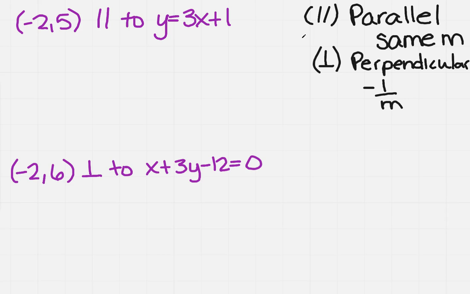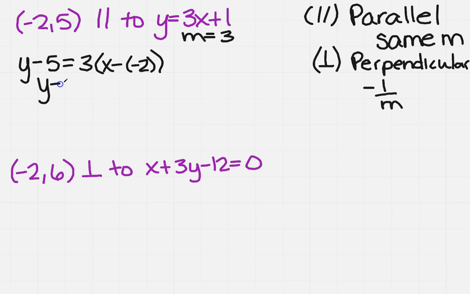I want to find something that's parallel to y equals 3x plus 1, and I have a point. So if I have a point, if I could find a slope, then I could figure out a parallel slope. Well, the slope of this line right here is 3. If a line that passes through (-2, 5) is parallel, it's going to have the same slope. So that means I can use y minus 5 equals the slope times x minus my x term.